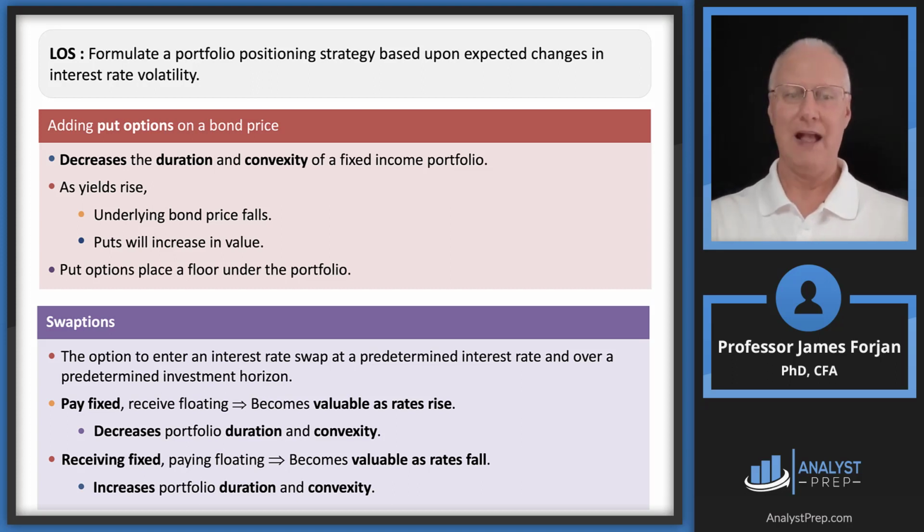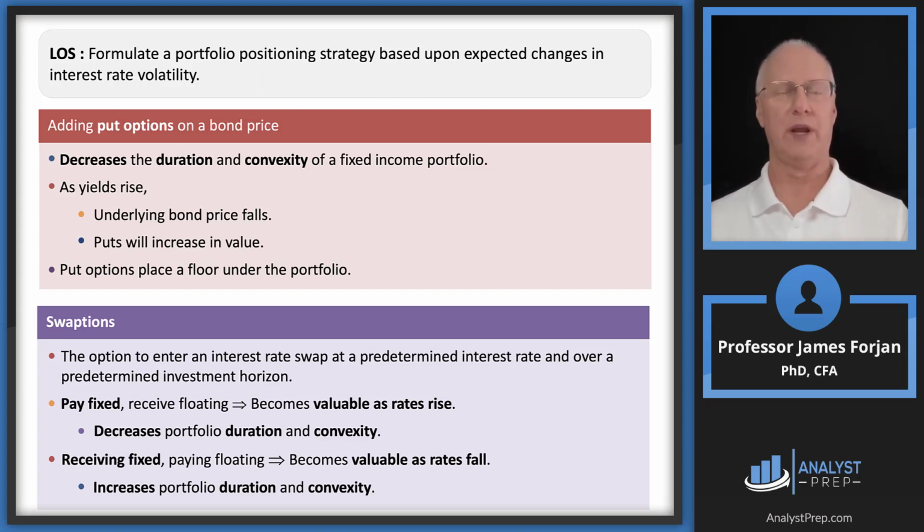If we pay fixed and receive floating, that decreases the portfolio duration, because remember, floating rate bonds have very low duration and convexity. So let me say that again. There's that second bullet point. When we pay the fixed and we receive the float.